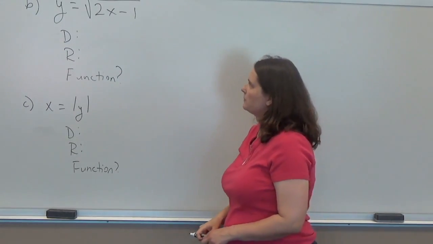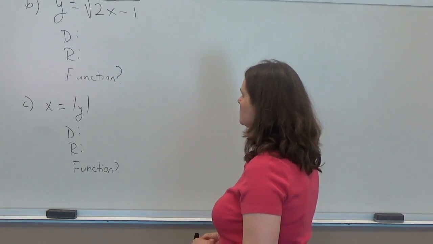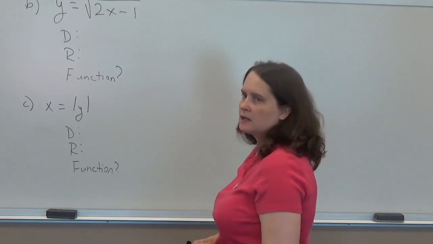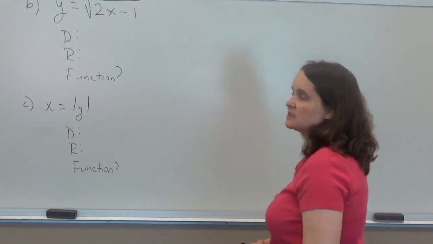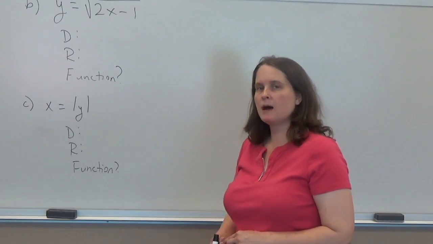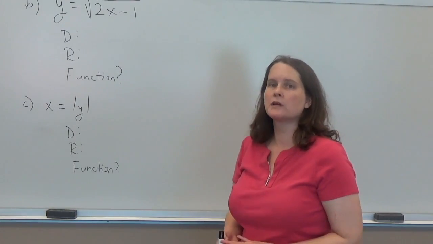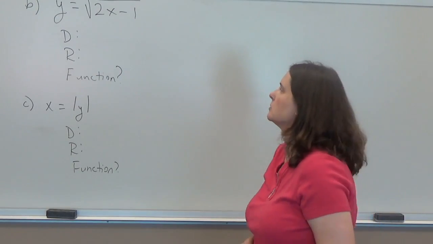Okay. Part B, we've got an equation this time, y equals the square root of 2x minus 1. So the domain, again, is the set of all x values. What values can I put into this for x? With this being a square root, I do have to keep in mind that we are working with strictly the real numbers here. We're not getting into the complex or the imaginary numbers.